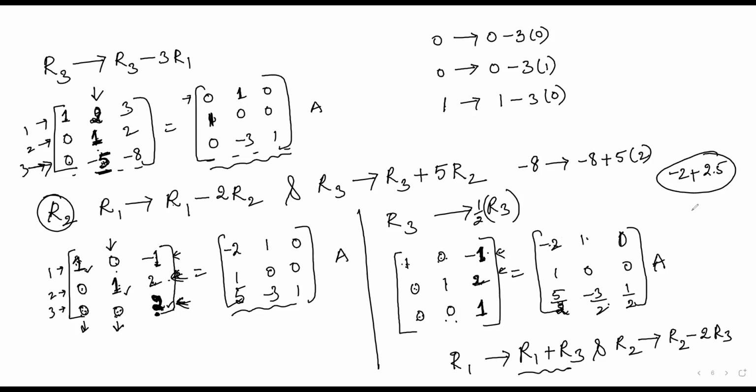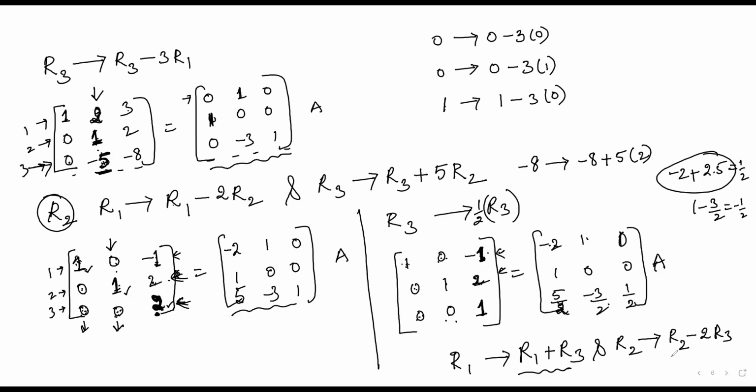This is 1 minus 3 by 2, so 1.5. This is minus 1 by 2. Like that. So first is 1 by 2, next is 1 by 2. So what do we get? 1 by 2, minus 1 by 2, 1 by 2. Okay, this is 1 by 2, this is minus 1 by 2, this is 1 by 2.